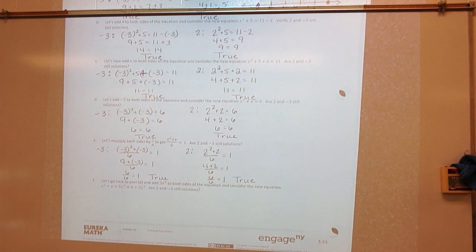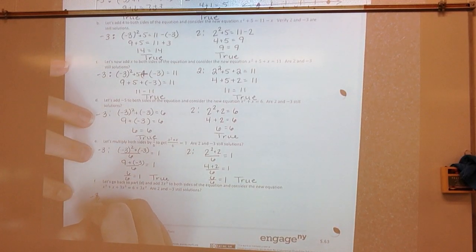Let's go back to part D and add 3x cubed to both sides of the equation and consider the new equation x squared plus x plus 3x cubed is equal to 6 plus 3x cubed. Are 2 and negative 3 still solutions? Guys, what do you think? If I'm adding something to both sides, am I still going to get the same? Are these still going to be solutions?